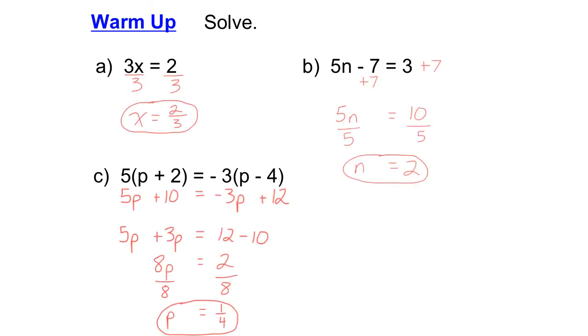For the first one, the coefficient in front of the x is 3, so I divide both sides by 3. I end up with 2/3 being x.